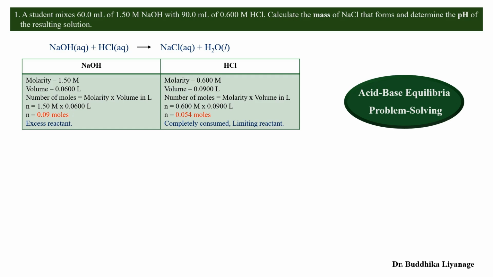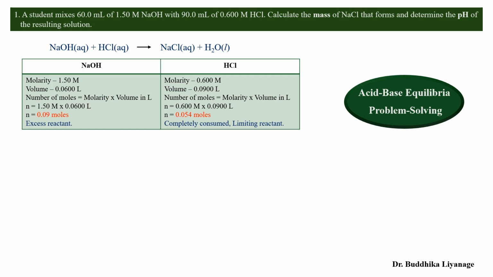The same way on the right-hand side, the right column, HCl. Molarity is 0.6 molar, volume is 90 milliliters, convert into liters by dividing by 1000, that is 0.090 liters. Number of moles is molarity times volume in liters, 0.6 times 0.09 liters, and that is 0.054 moles of HCl.